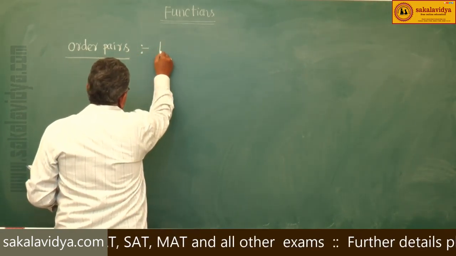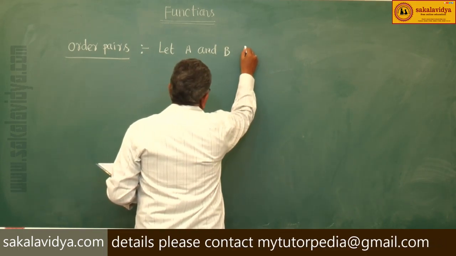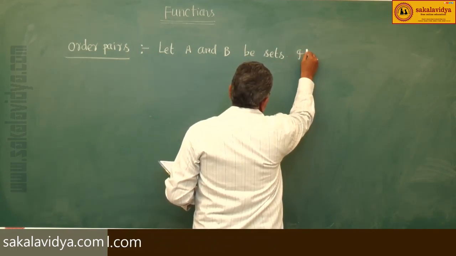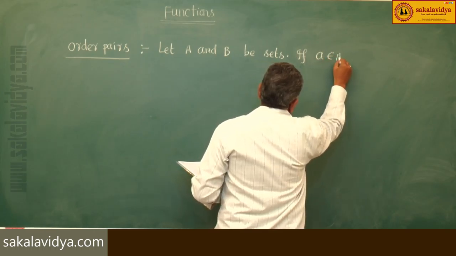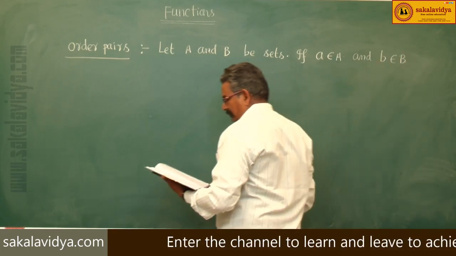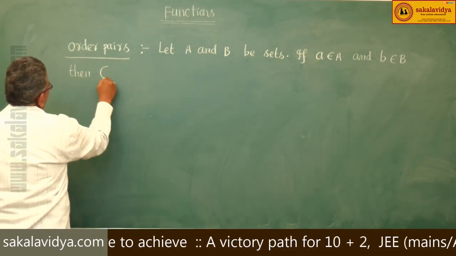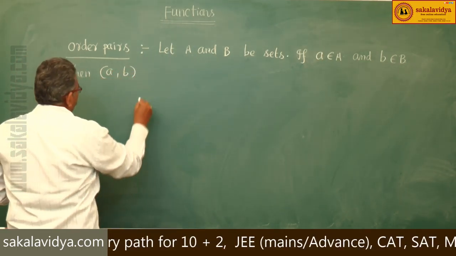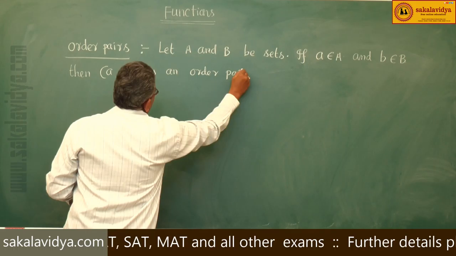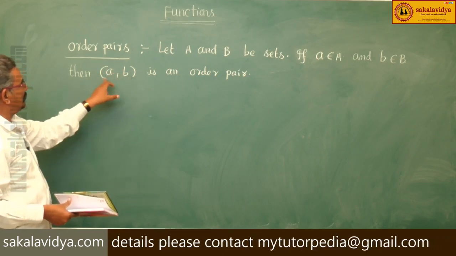Let A and B be sets. If a belongs to A and b belongs to B, then (a, b) is an ordered pair. In this (a, b), the order should not be changed. So this pair is called an ordered pair.